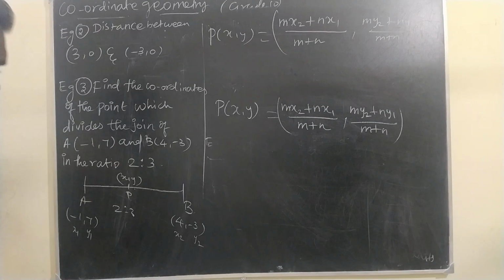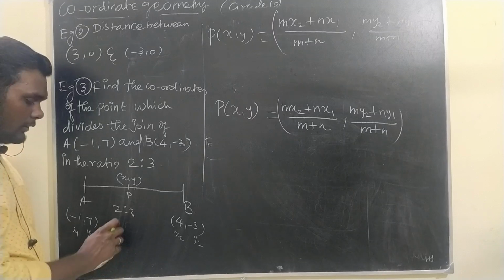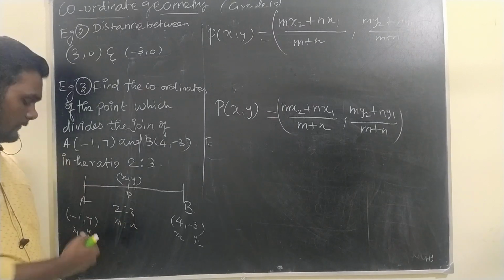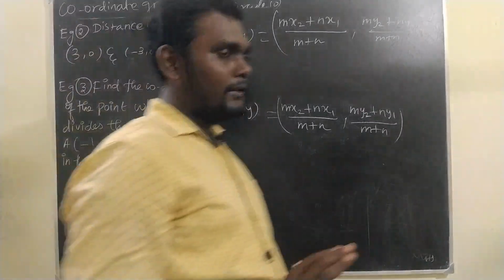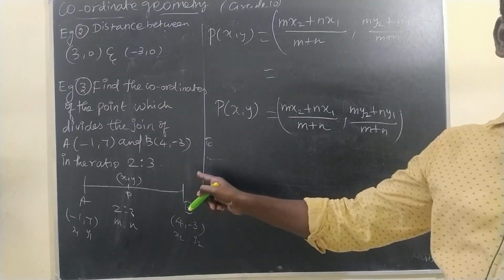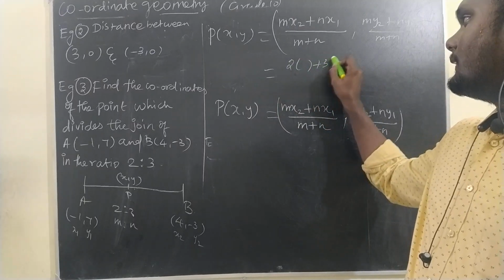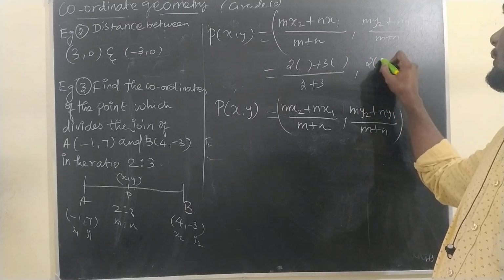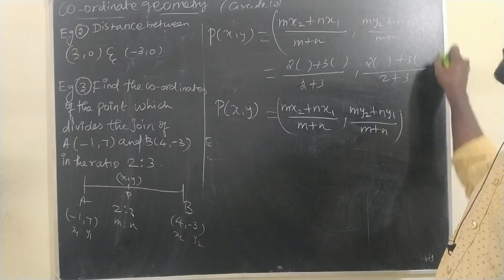Yes, m and n. This ratio, I told you in previous lectures, right? M is to n. That you can also mark in pencil, not a problem. x1, y1, x2, y2, this is m is to n. I always suggest you apply it in this format. 2:3 given, right? Write in this structure: 2(1) plus 3(1), divided by 2 plus 3, comma, here 2(1) plus 3, another bracket, divided by 2 plus 3.